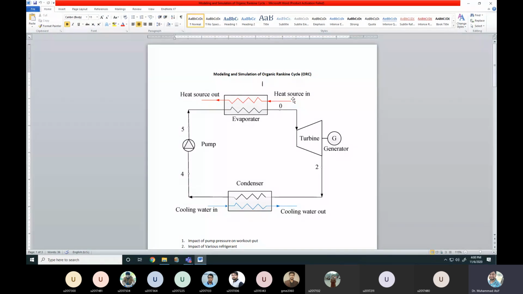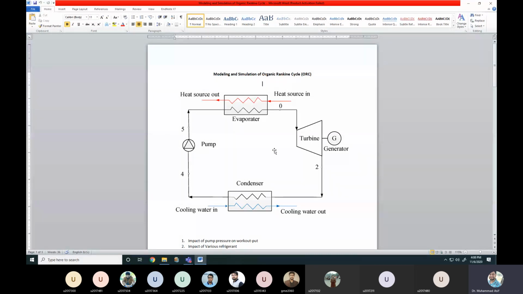So the heat source can be condensate, let's say hot water obtained from solar energy, right? When that hot water comes in contact, through a heat exchanger, the evaporator being a heat exchanger, we get the superheated vapor.